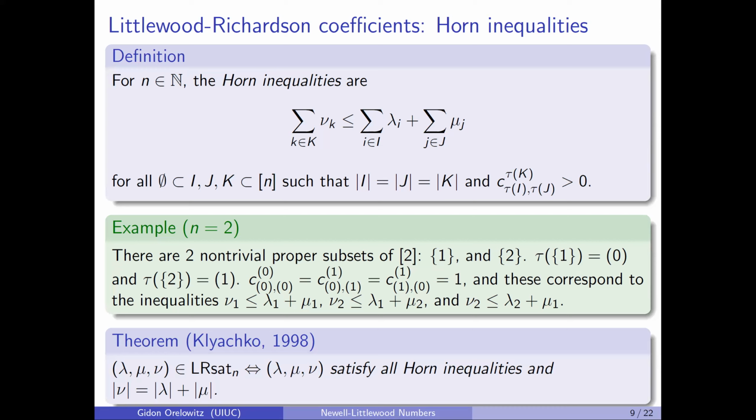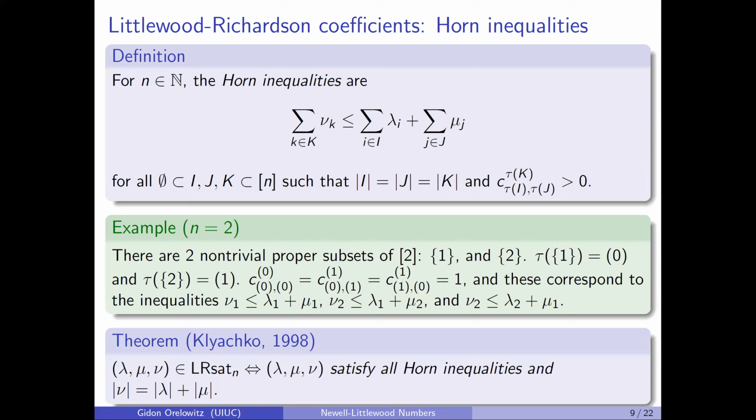Just a quick note. You need the Horn inequalities, and you also need the condition that the size of nu is equal to the size of lambda plus the size of mu. This is a size condition. These Horn inequalities were originally devised to solve the matrix eigenvalue problem, which is why Horn conjectured these. Here you can think of the size of nu as the sum of all the eigenvalues of the matrix, which is just the trace of the matrix. So all this is saying is that if you want the sum of 2 matrices to be a third matrix, you need the sum of the 2 traces to be the third trace.